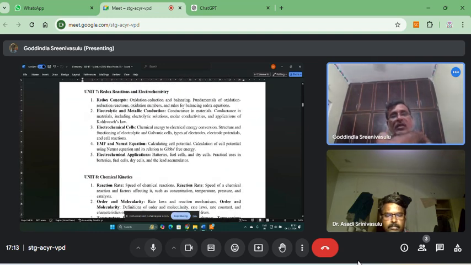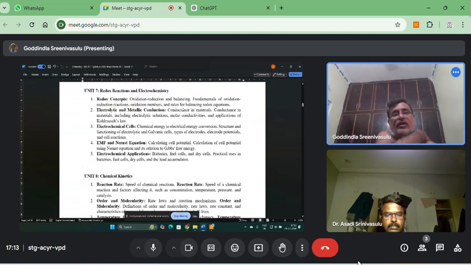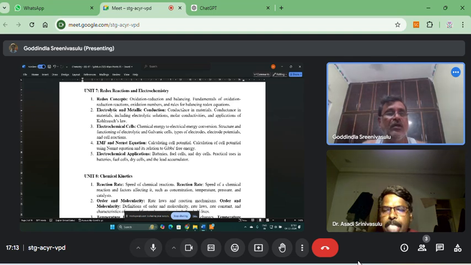So redox reactions and electrochemistry. Oxidation and reduction are two concepts. Oxidation and reduction will happen simultaneously, and there will be a balancing between them. So, fundamentals of oxidation and reduction reactions. What is an oxidation number, and what are the rules for balancing oxygen in redox equations? These are some of the topics that we discuss in redox reactions.